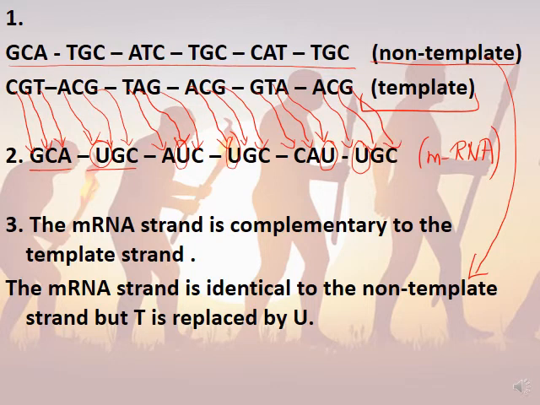Someone may ask me when I have to start with the non-template and when I have to start with the template. This depends on the exercise. If they gave you the non-template and they need the mRNA, it's the same, except T is replaced by U. So the mRNA strand is the same as the non-template, which is the non-transcribed, which is the coding, but T is replaced by U. While the mRNA strand is complementary to the template strand. As shown here, we made it complementary, but T is replaced by U.